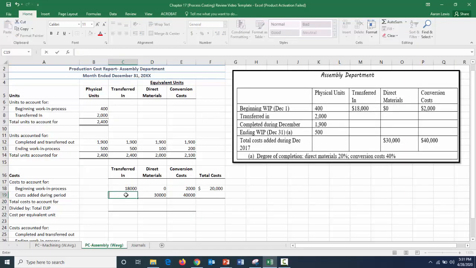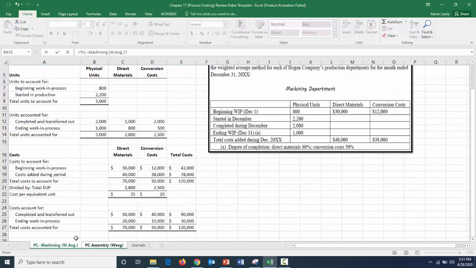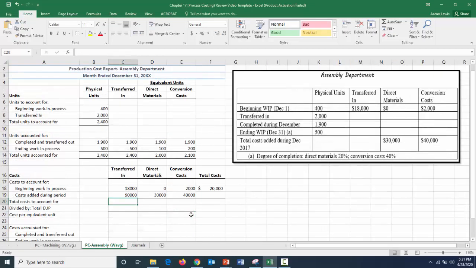So this has to be equal to the $90,000 in costs that were transferred out of the machining department, which means that our total costs to account for transferred in is going to be $108,000. Our total costs for direct materials is going to be $30,000. And our total costs for conversion costs to account for is going to be $42,000. Let's go over here and finish this number.